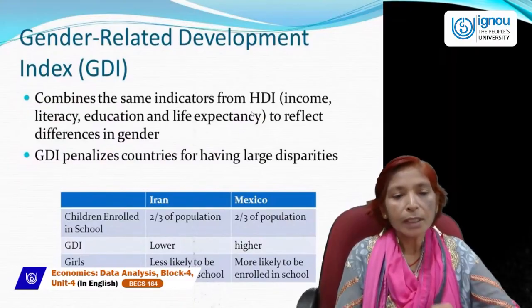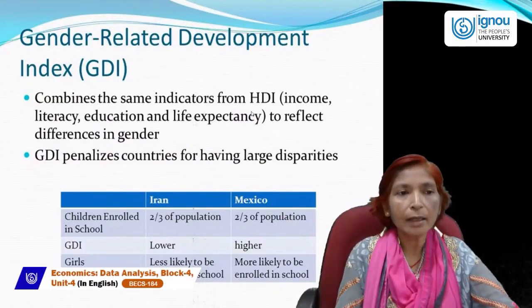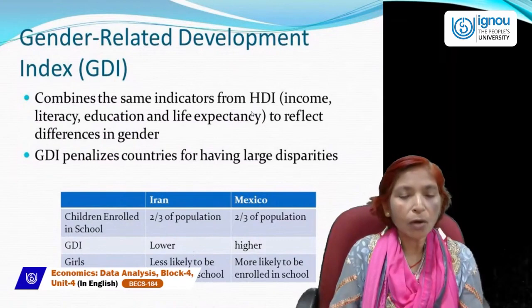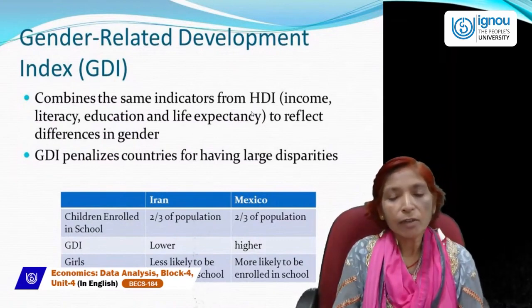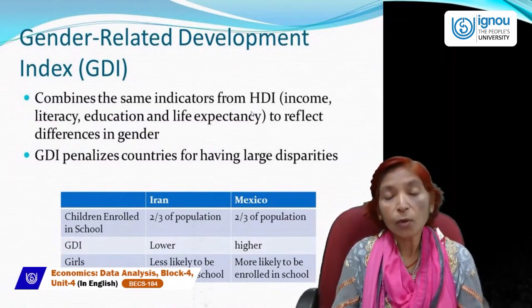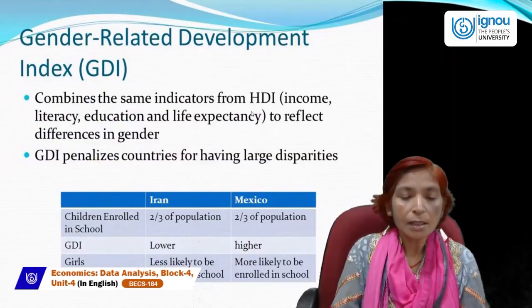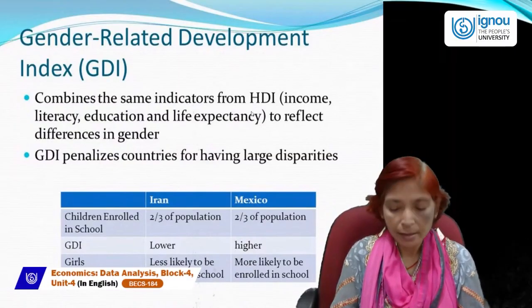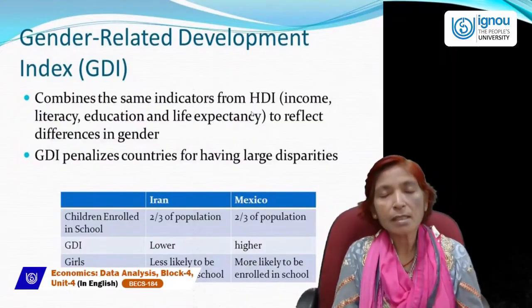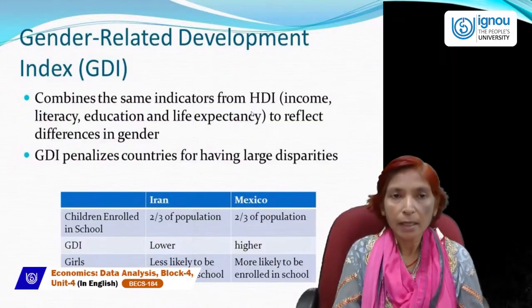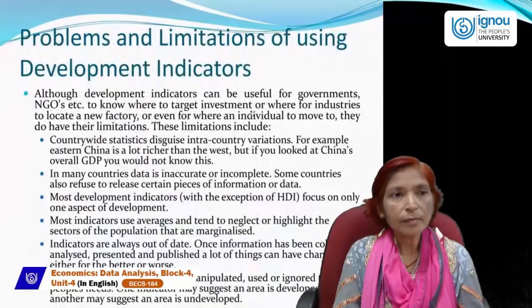So, from this gender related development index, we can conclude in which country gender equality exists, and in another country, like Iran, gender equality does not exist. So, this is also an example of a composite index number.